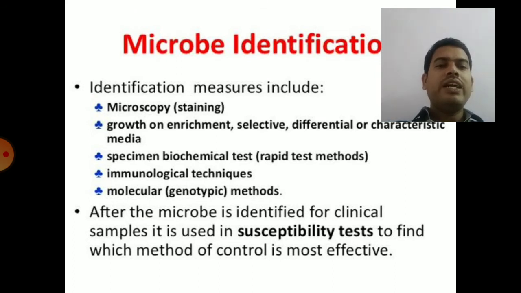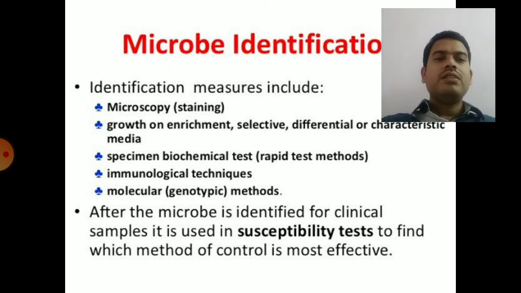After the microbe is identified, you can use these samples for susceptibility tests. So these are the different types of methods that are followed for the identification of microbial species.